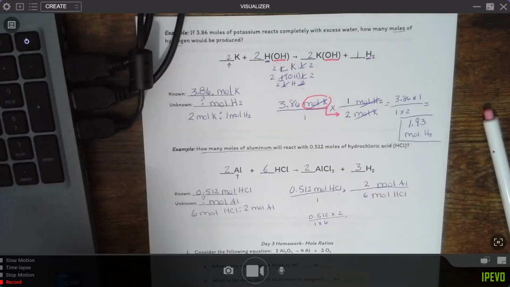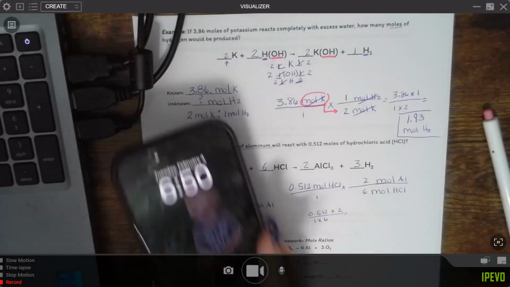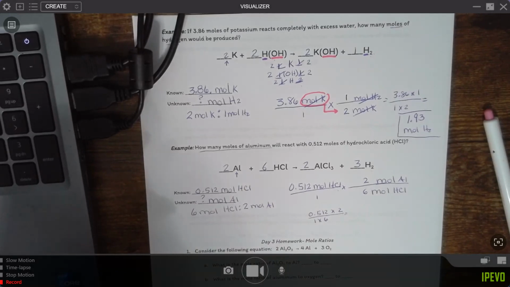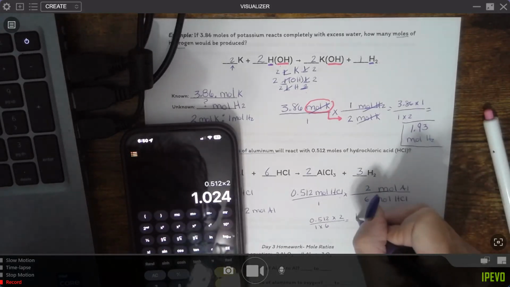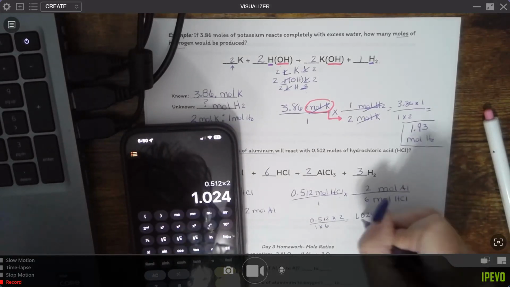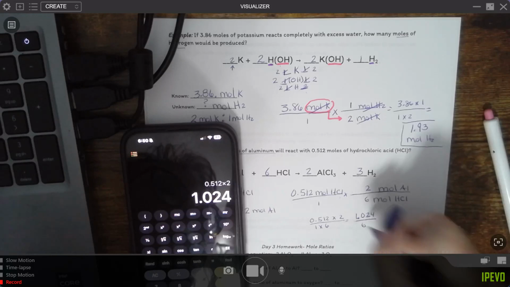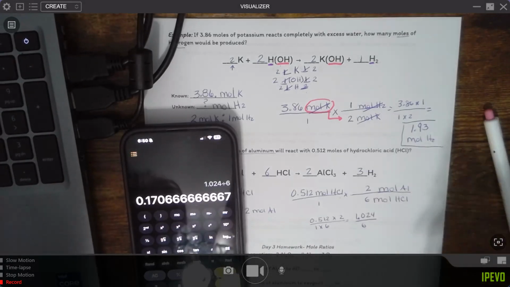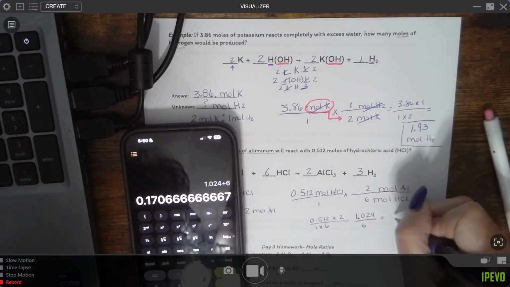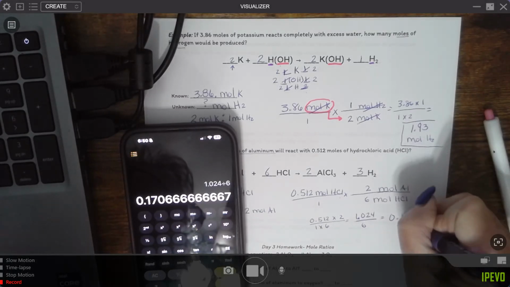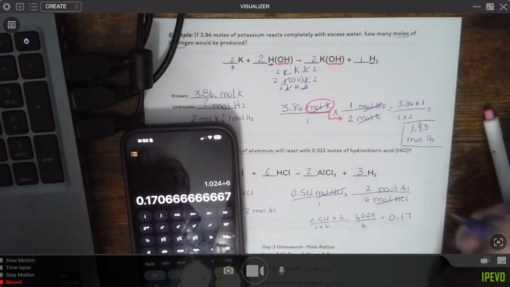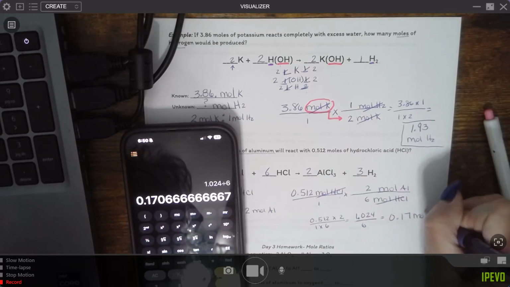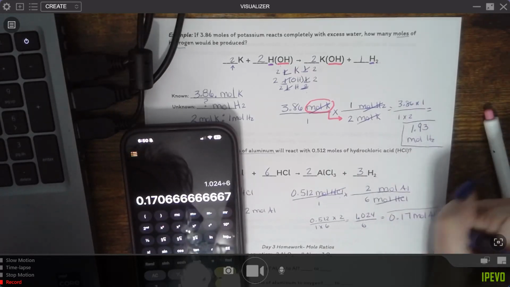So let's do this math. So 0.512 times 2 is 1.024 divided by 6. So I'm going to get an answer of 0.17, okay, moles of HCl cancel out, leaving me with moles of aluminum. Okay.